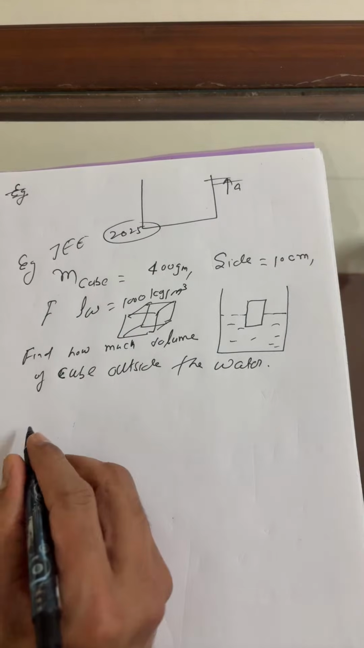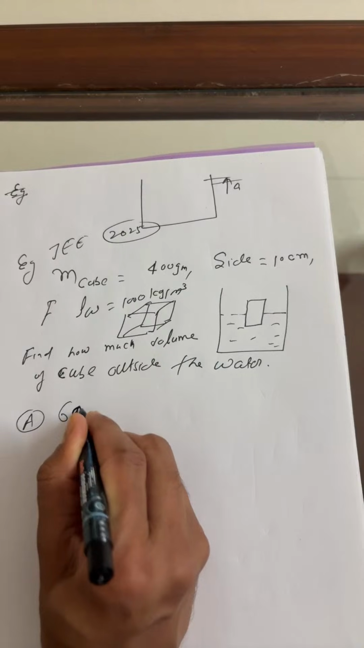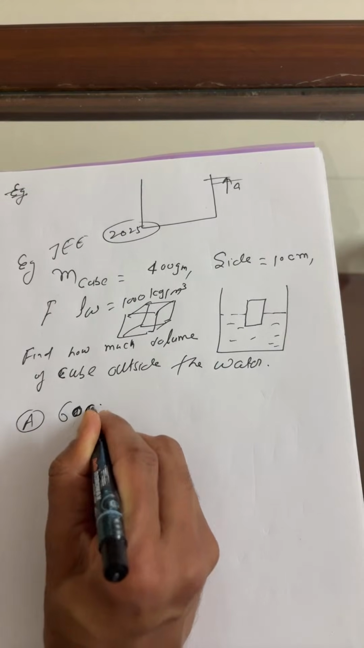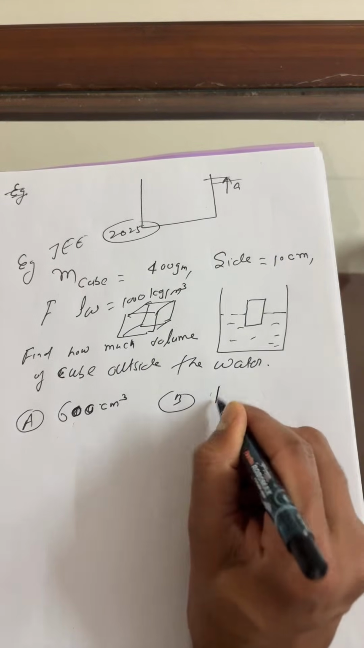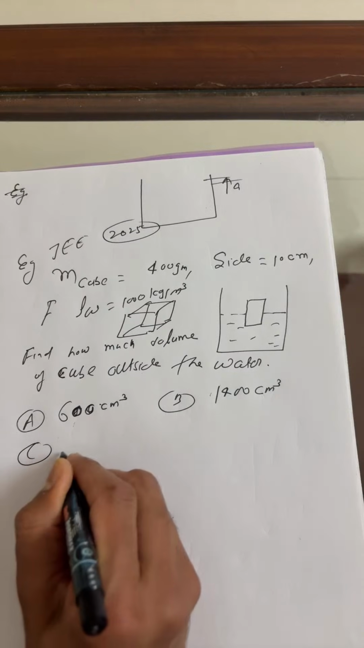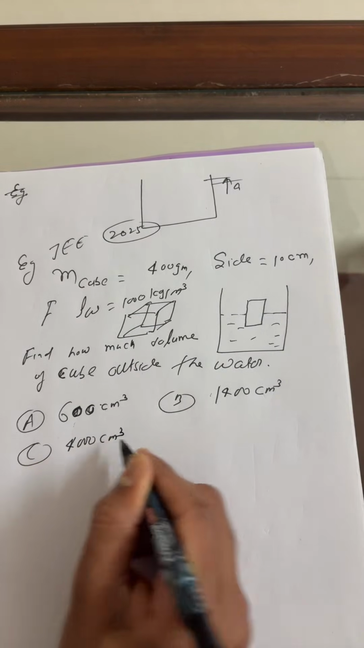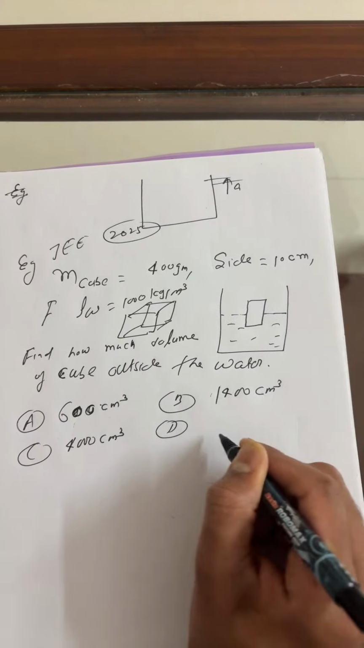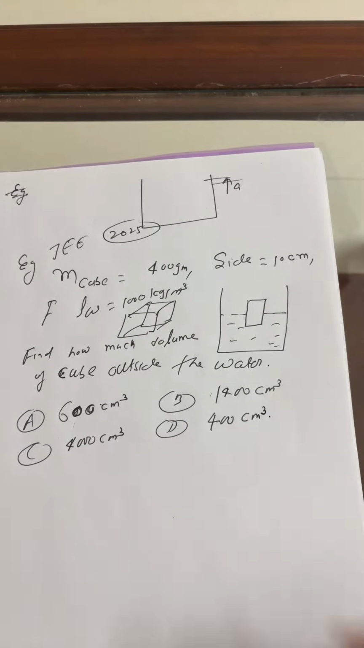I can write the options here. But I'm not very fond of options. A is 600 centimeter cube, B is 1400, C is 4000 centimeter cube, and last, D is 400 centimeter cube.